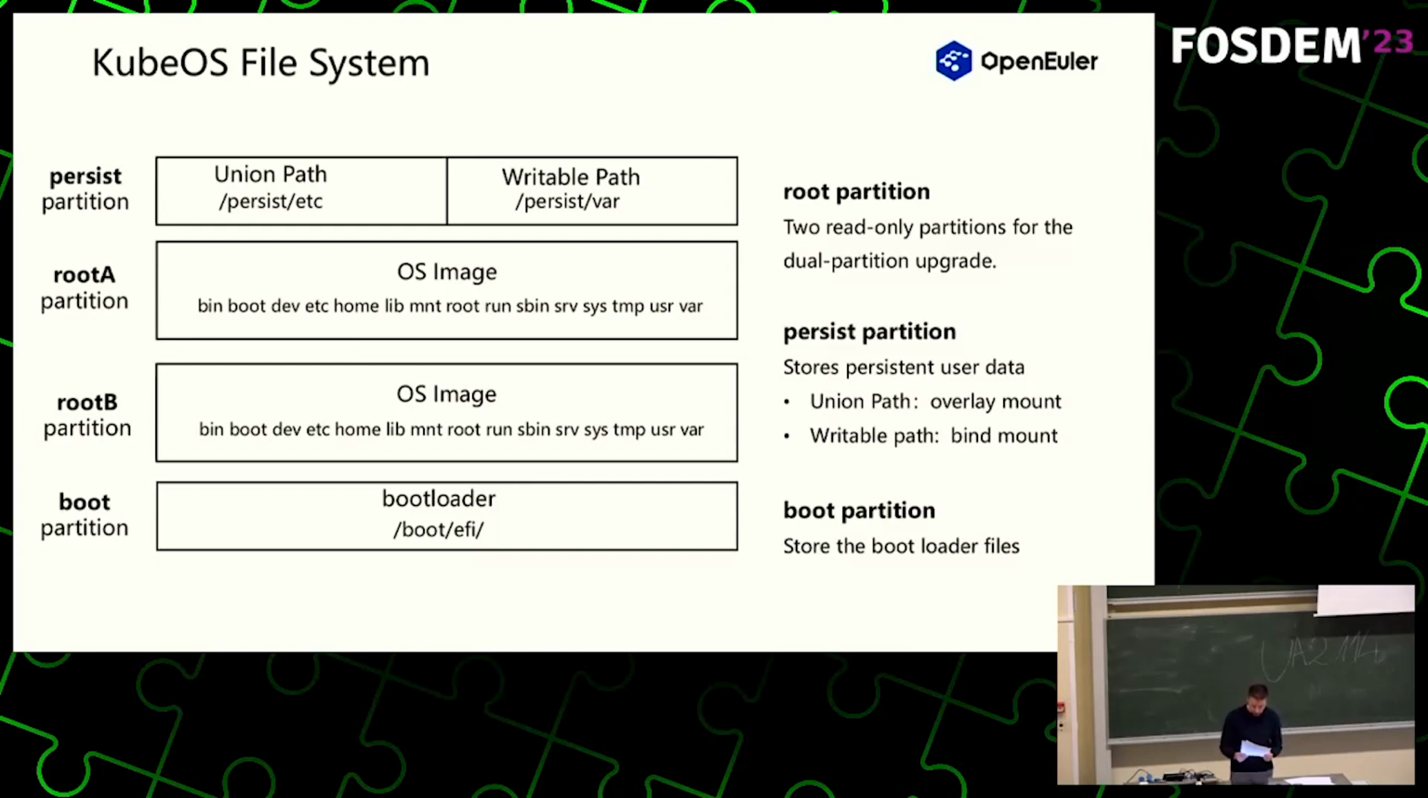The file system of KubeOS is read-only, which improves security, but we also support persistent data partitions. You have a union path, which is mounted as an overlay, and the files in the image other than the user changes can still be seen. There is a writable path, which adds a writable file layer to the image using a bind mount. The files in the image are not displayed, only user data is stored, and there is also the boot partition, which contains the bootloader files.